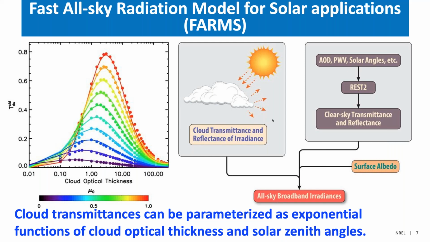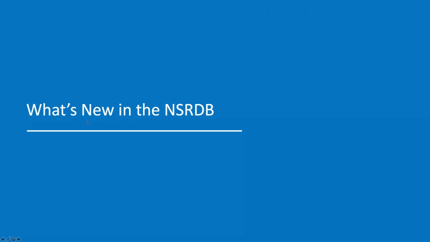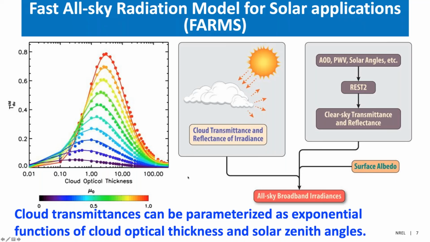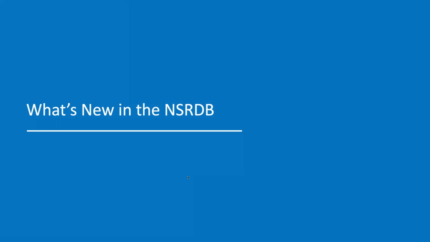The accuracy of this model is equivalent to the slower meteorological models. So we verified that. So what's now moving forward? What's new in the NSRDB?